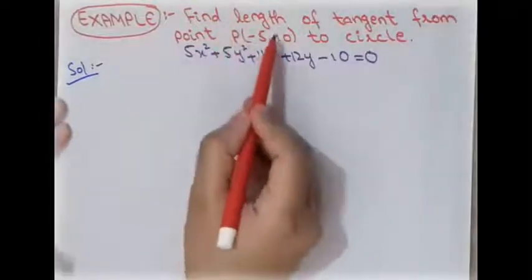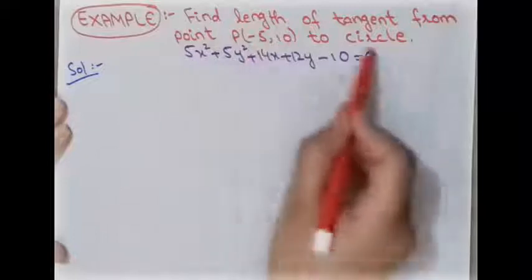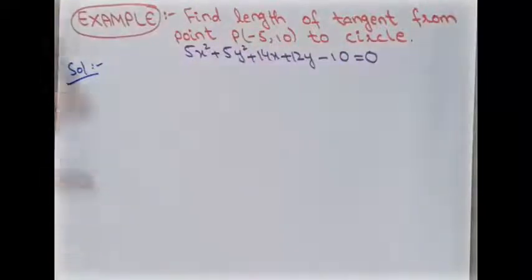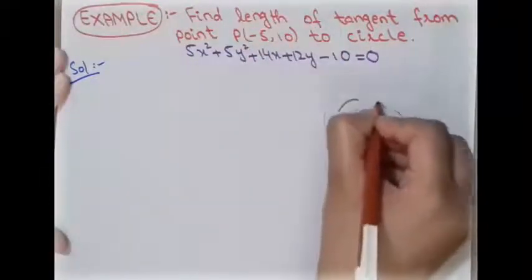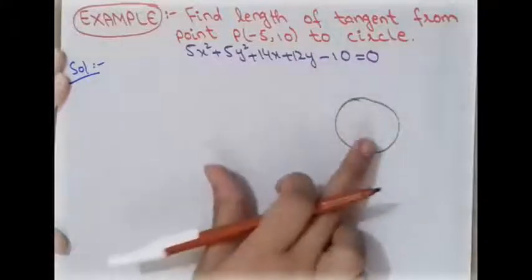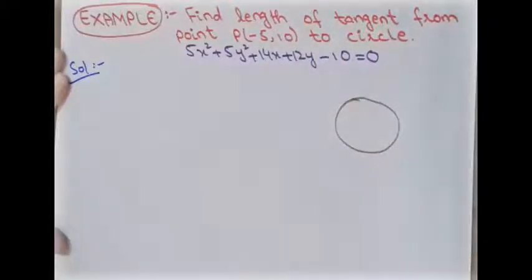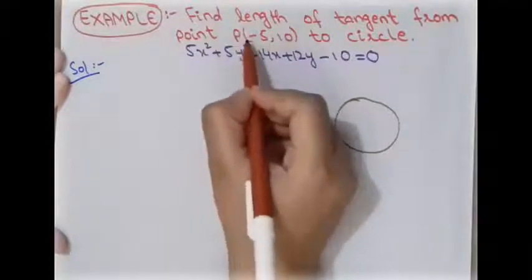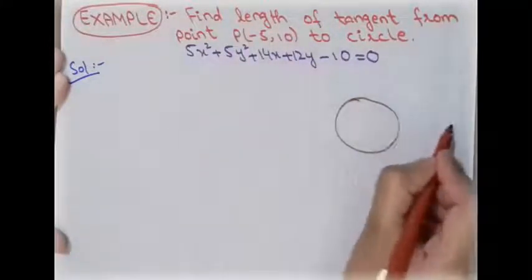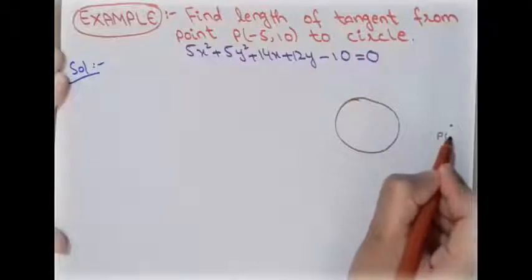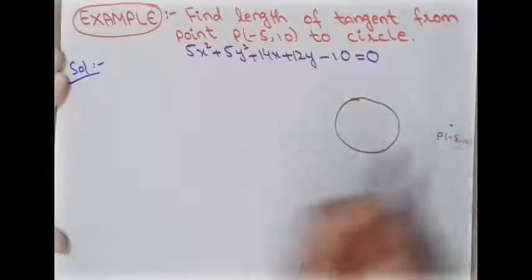Here is an example where we have to find the length of a tangent from a given point to a circle, and the equation of the circle is also given. If we have a circle which is this, and the equation of this circle is this given equation, and the external point is placed here, which is (-5, 10).